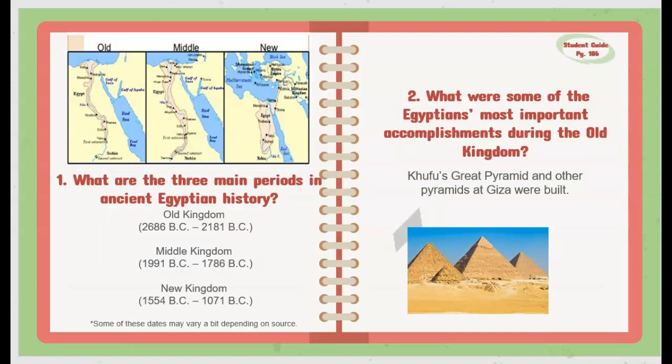So what are the 3 main periods in ancient history? We've got the Old Kingdom, the Middle Kingdom, and the New Kingdom. And you'll notice some of these dates may vary a little bit depending on which source you look at. So they are a guesstimate, a close estimate of where the time frame would be. Question number 2, what are some of the Egyptians' most important accomplishments during the Old Kingdom? Khufu's Great Pyramid and other pyramids at Giza were built.